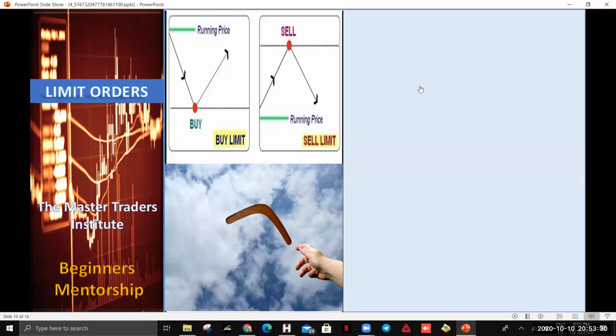So by the time we go from beginner's class to intermediate class, you understand better how to read the market. Now, this is the limit order. Limit order, you're expecting price to do what? Let me give you an example now.